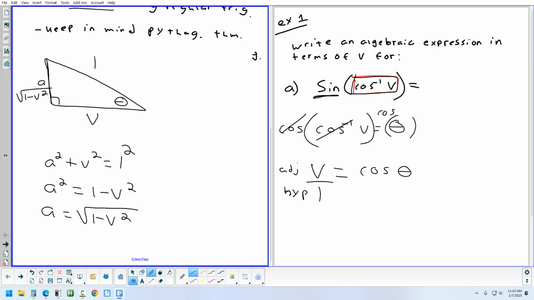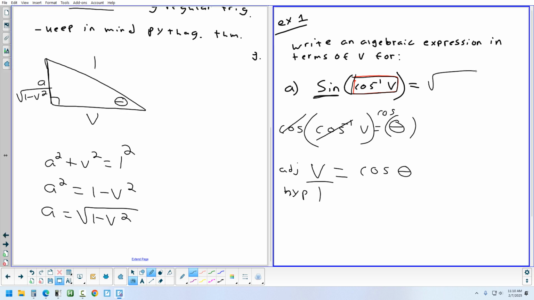Now you can answer the question. What is the sine of the diagram that we drew? Sine is opposite, which is the square root of 1 minus v squared, over hypotenuse. But what's my hypotenuse? It's just 1. So that's all I need.